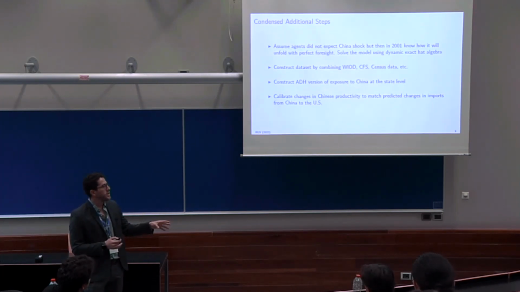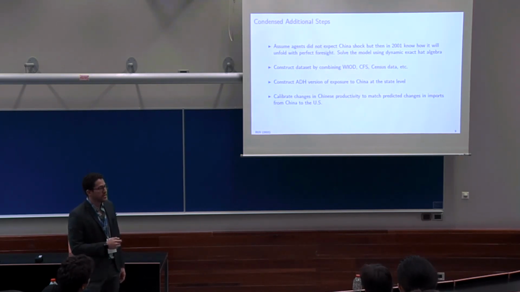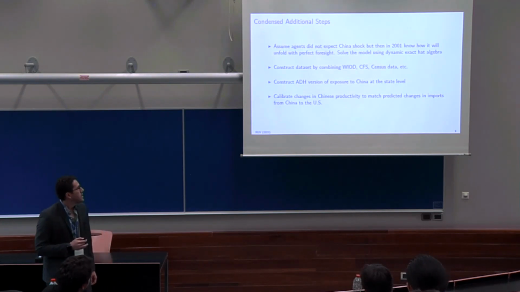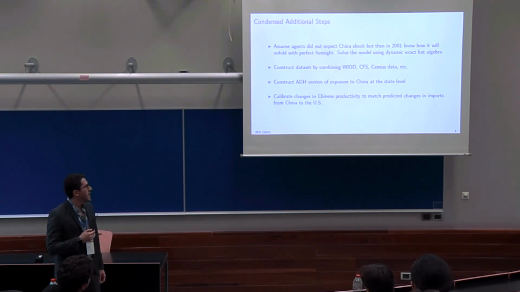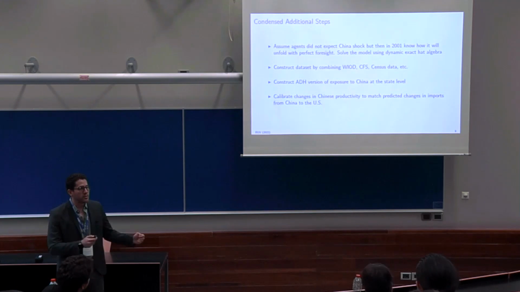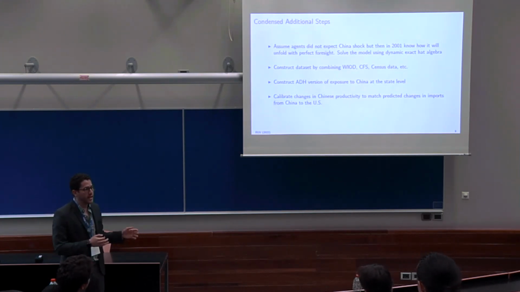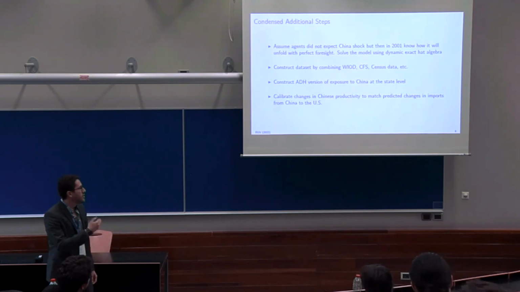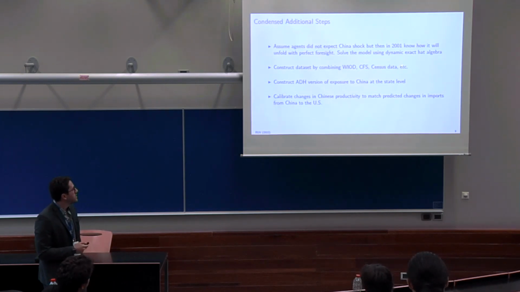We're going to construct a data set, as I said, with 87 regions, 50 US states, 36 other countries, and an aggregate rest of the world region, and 15 sectors, including home production, using the World Input-Output Database, the Commodity Flow Survey for the US, census data, BEA data, and then data for migration within the US coming from the ACS and the CPS, and other stuff. But I'm going to skip that in the interest of time.